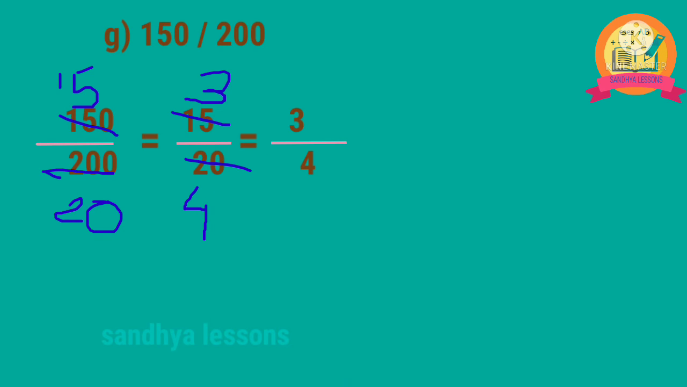G problem, 150 by 200. We can cancel 150 and 200 in 10 table. 10 15s are 150 and 10 20s are 200. Again we can cancel 15 and 20 in 5 table. 5 3s are 15 and 5 4s are 20. So the simple form of 150 by 200 is 3 by 4.